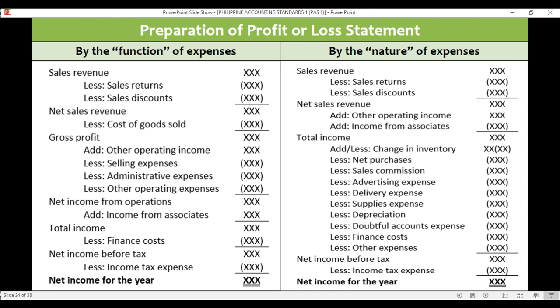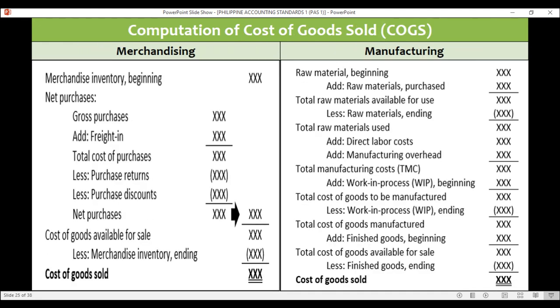So if we're going to compare functional presentation and natural presentation, we can at least compare it by a simple item: the presence of the cost of goods sold account. Computation of your cost of goods sold depends on the nature of the business concern. For merchandising entities, we use the merchandise inventory account. So merchandise inventory beginning plus the net purchases, then combine the two, we have the cost of goods available for sale, then less the merchandise inventory ending, we can have the cost of goods sold already. So it's a less complicated way of computing cost of goods sold.